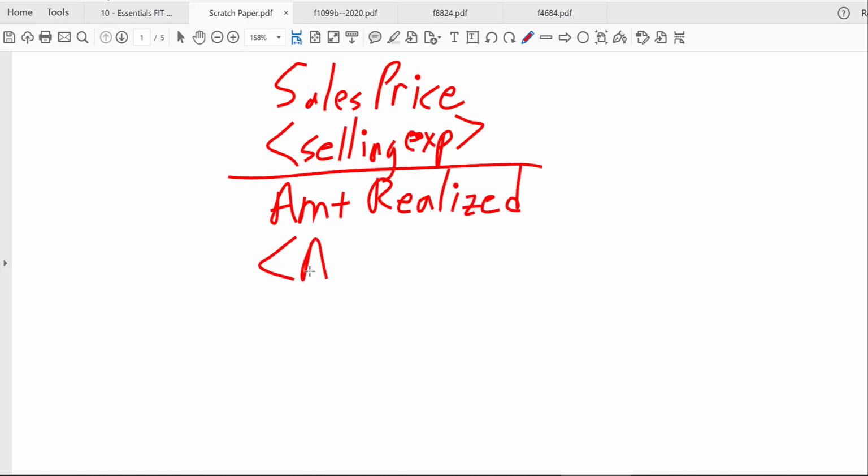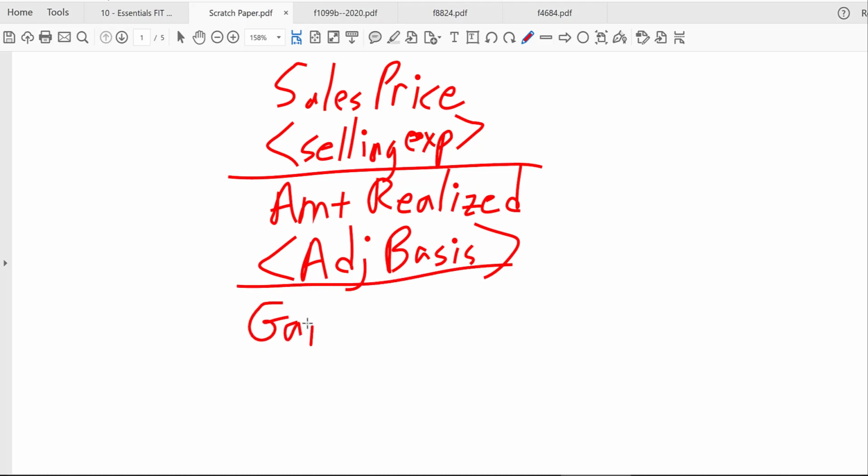property we just sold. Adjusted basis was the topic of the previous video, part 3 of the Chapter 10 video lecture series. To eventually get a gain, if this amount realized is larger than the adjusted basis, or a loss if the adjusted basis is larger than the amount realized.